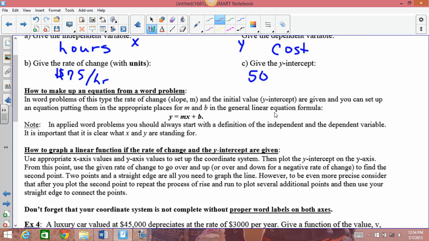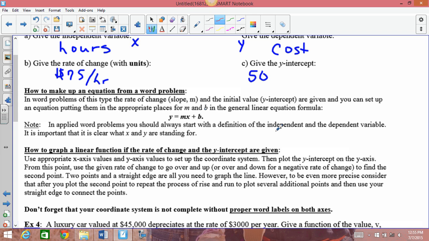Looking down at the next piece, it says how to make up an equation from a word problem. Rate of change and slope mean the same thing. Initial value is your y-intercept. You should be able to read certain problems and figure out, okay, this is what's changing, so that's going to be my slope. This is the initial start value, so that's going to be my y-intercept, and be able to put those in for yourself.